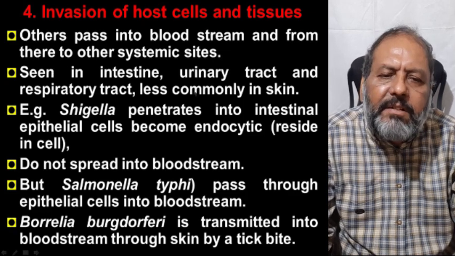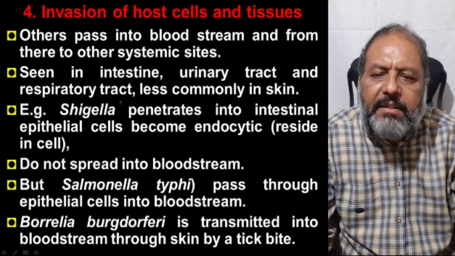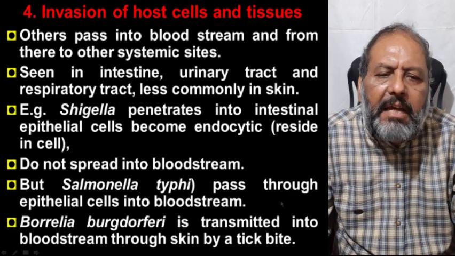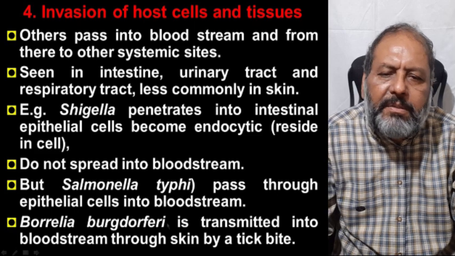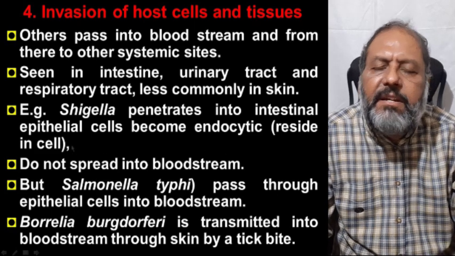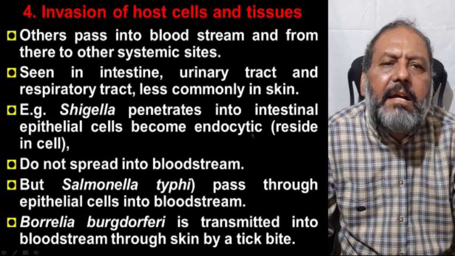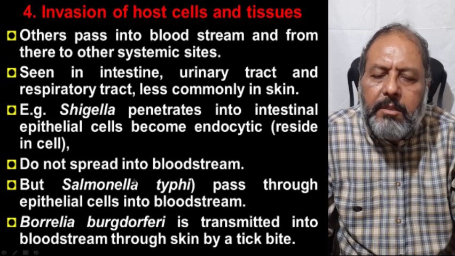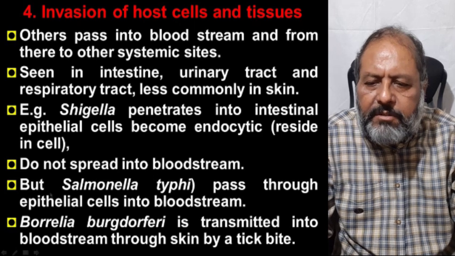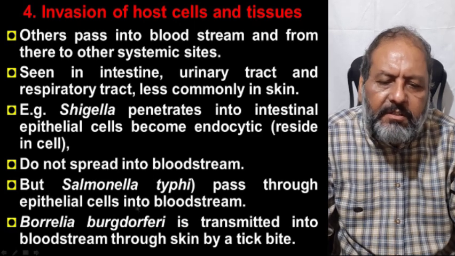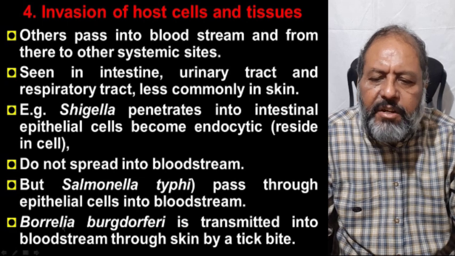It is seen in the intestine, urinary tract, and the respiratory tract, less commonly in the skin. Like Shigella, it penetrates into the intestinal epithelium, and the cells become endocytic, residing inside the cell. These do not spread into the bloodstream, but Salmonella typhi passes through the epithelial cells into the bloodstream.